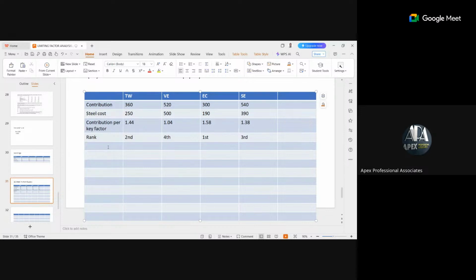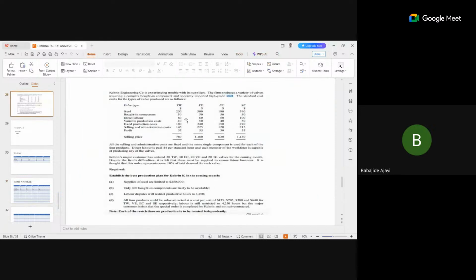Yes, sir, I'm with you. Okay, sir. I'm sorry to drag you back. I'm a bit confused because I could see that you divided the contribution by the cost. For instance, for TW, you divided it by 250 to get 1.44. So that 250, is it quantity or the cost?